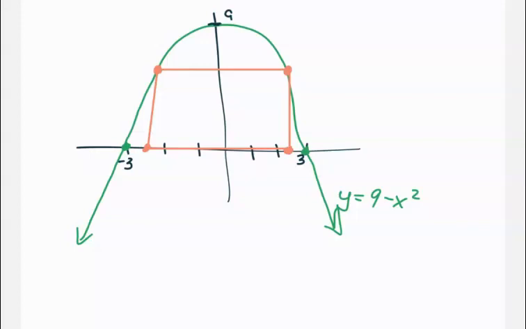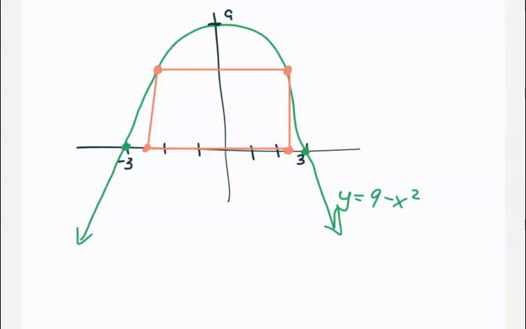Okay, on number 3 on this homework set, drawing a picture is worth 1,000 words, so we can see what's going on. They say a rectangle is inscribed with its base on the x-axis, so it's sitting on the x-axis, and its upper corners are on the parabola 9 minus x squared.